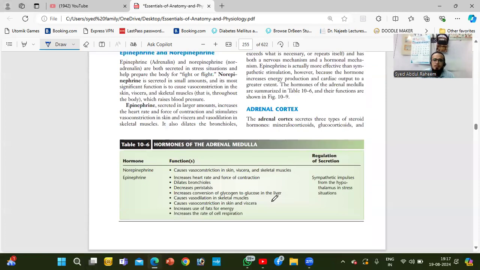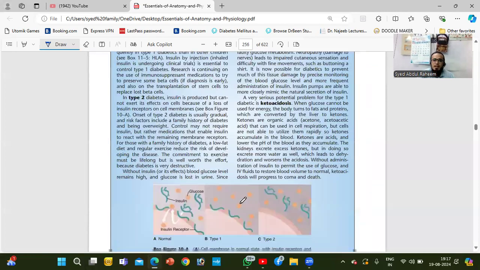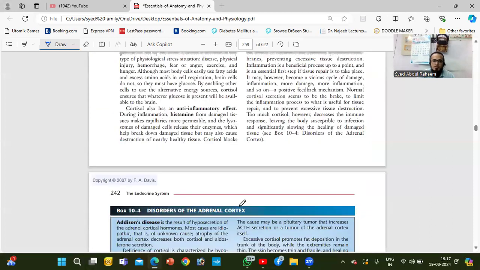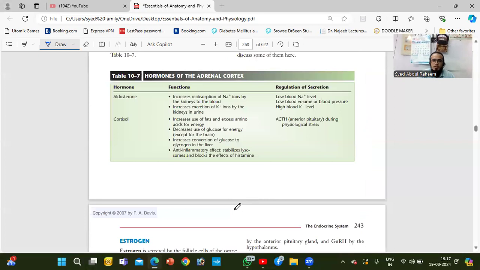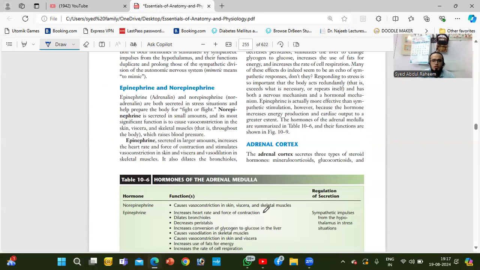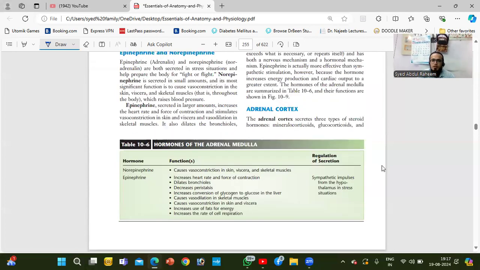Next, we will discuss the adrenal gland. In the adrenal gland, we have the adrenal medulla and the adrenal cortex. We will discuss both. First, we will discuss the adrenal medulla. So, what are the functions of the adrenal medulla? Let's discuss.